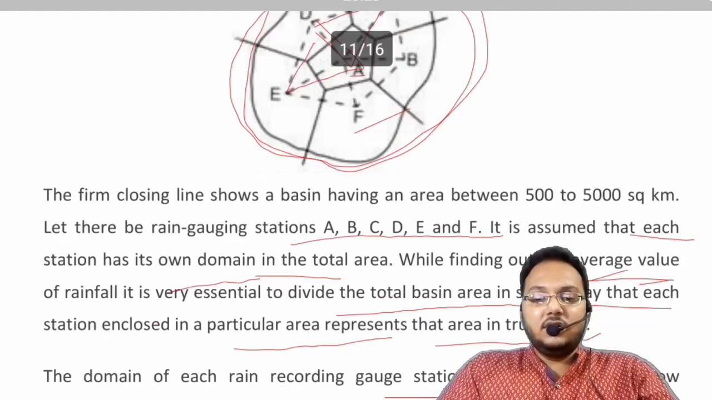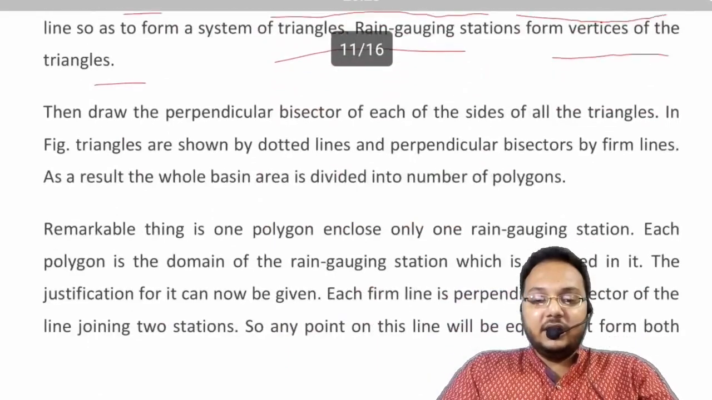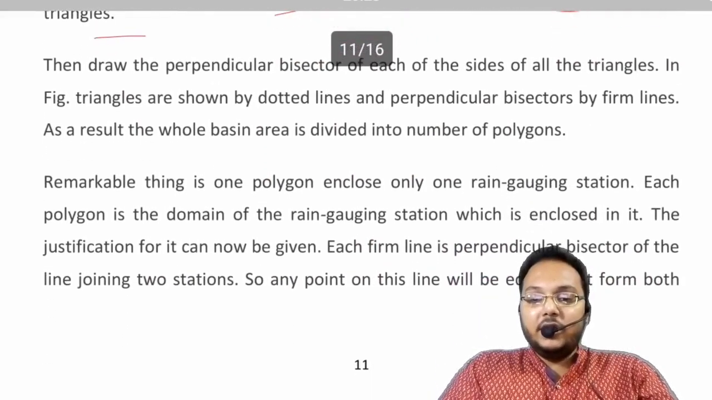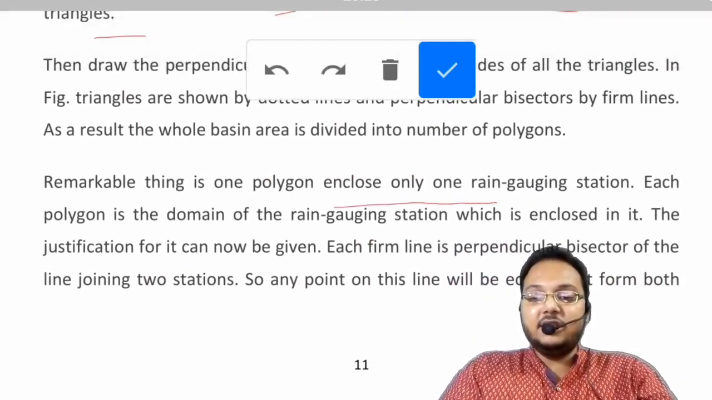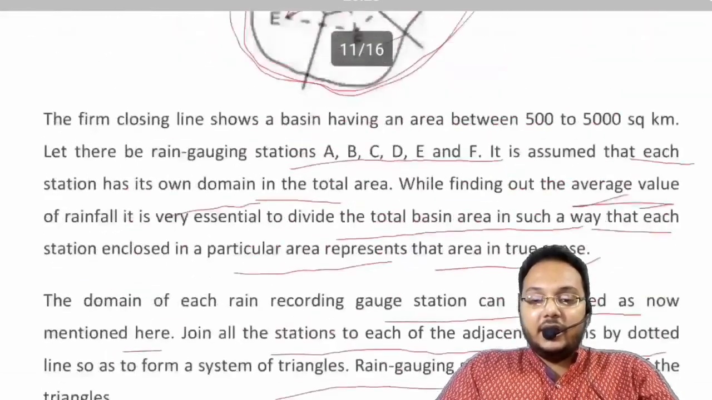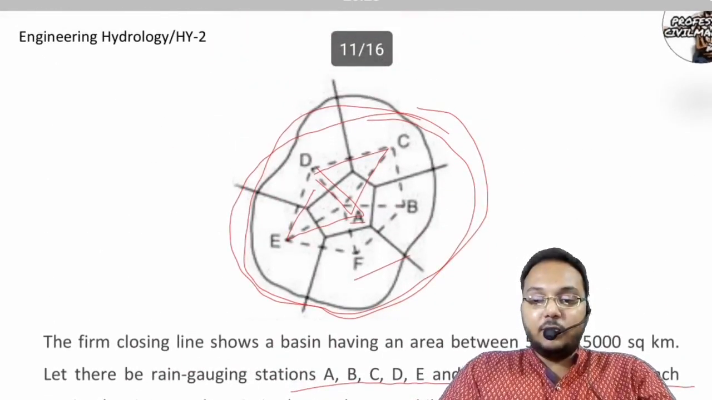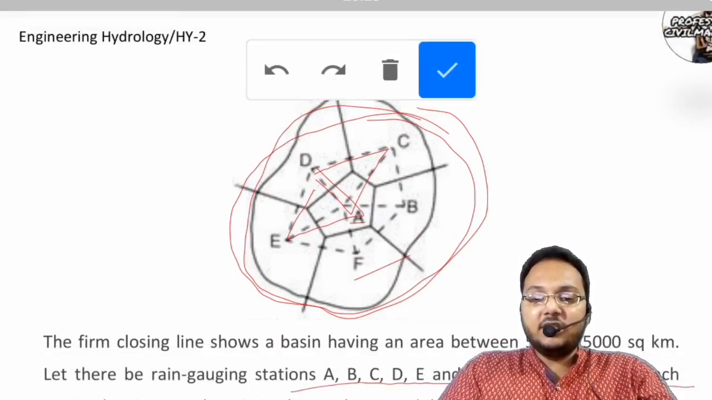So now next, by making such triangles, the remarkable thing is that one polygon encloses one rain gauge station each, and see, we are getting one rain gauge station in each polygon. So the division is made in such a way that each polygon must have one rain gauge station.